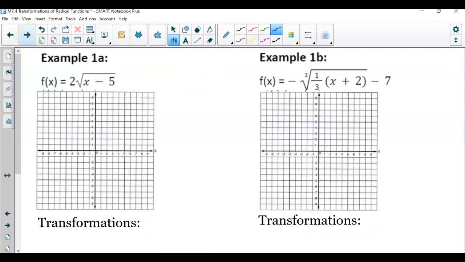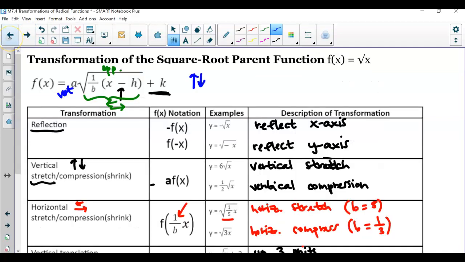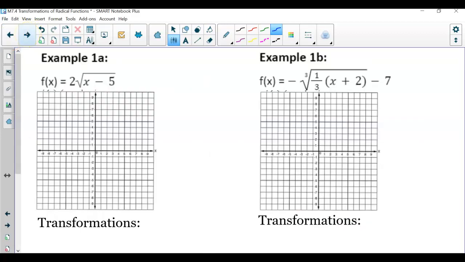So now as we're going through these examples, I'll also even show the graphing, but if you ever need to, go back to your notes or go back to the table here to see what the transformations are. So let's identify the transformations first and then graph them to see if you're correct, right? Remember, the parent function is here. So we have our square root.